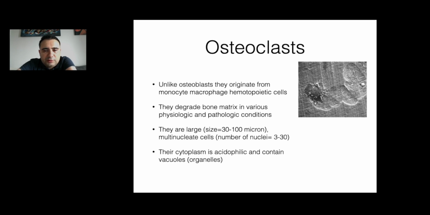Compared to other bone cells, they have a very large size. In fact, you can see them under a light microscope. Their size is between 30 to 100 microns. They are multinucleate cells, which means they have more than one nucleus. The number of nuclei could be between 3 and 30. Their cytoplasm is acidophilic because they must degrade the bone, and it contains organelles called vacuoles.